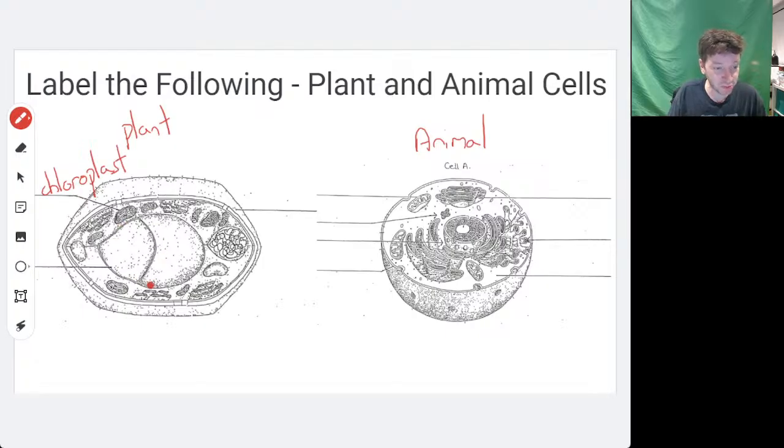This huge one right there, that's not the nucleus. A lot of students like to say the big one's the nucleus. This here is the nucleus right here. This big one is the vacuole. That's our storage sac. Now we do have vacuoles in animal cells, but they're not this big. You can see them like right here. There's a vacuole. Okay, and then this supportive structure around it is our cell wall.